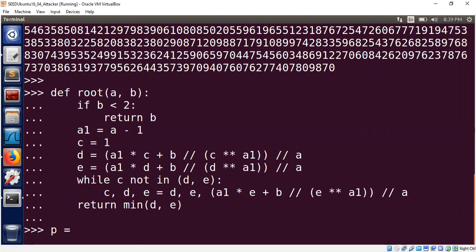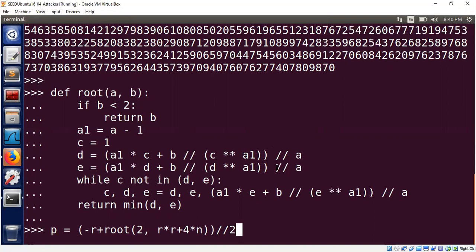So how do we solve p? P is nothing but minus r plus the square root of r square plus 4 times n, all divided by 2. Okay, so in Python we need to put 2 slashes for integer division. So this must be one of the square roots, right? Minus r plus or minus.